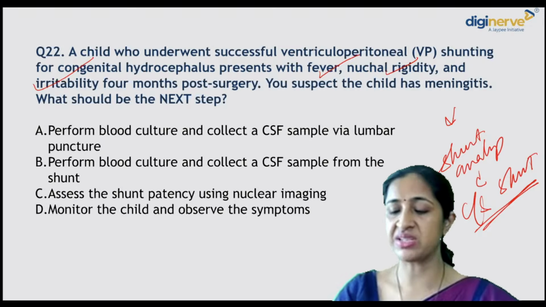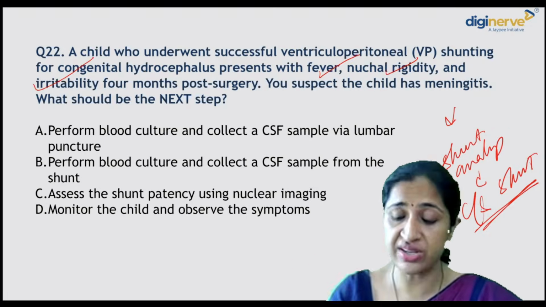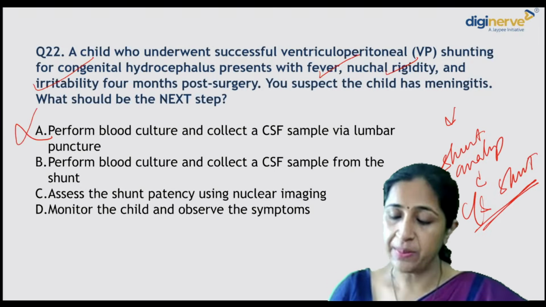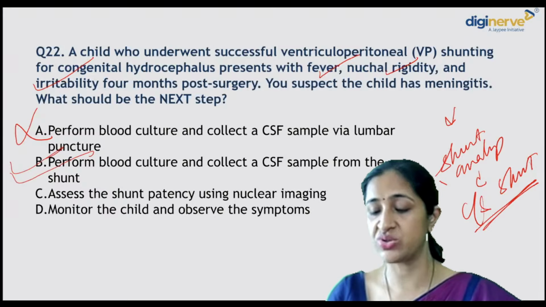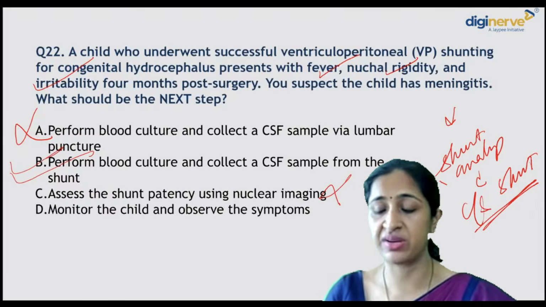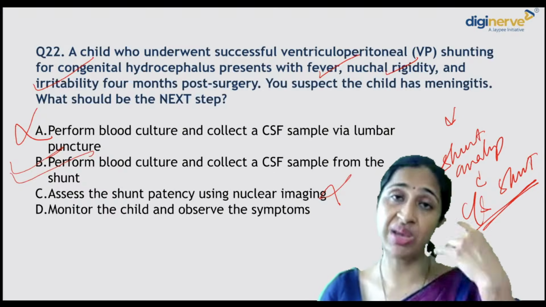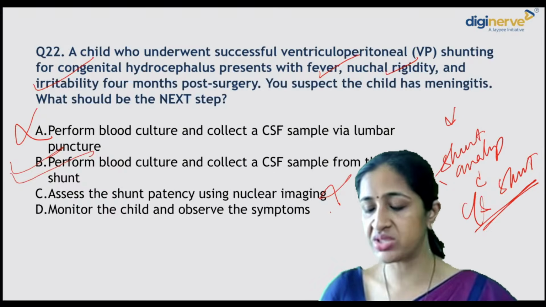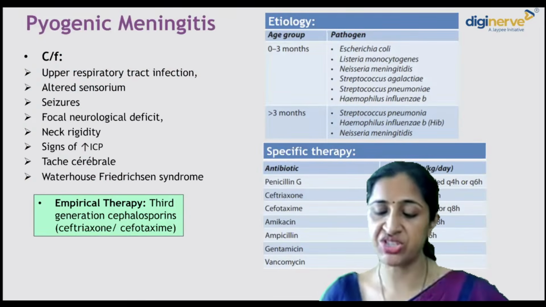A. Perform blood culture and collect CSF sample via lumbar puncture. Purposeless. You are suspecting a shunt infection. So, no point. B. Collect CSF sample from shunt. Absolutely. Shunt patency using nuclear imaging. No, we know the shunt is patent. Child does not have sudden increasing head circumference. Child is having meningitis. Monitor the child. No, never. Correct answer B. Take culture from the shunt.